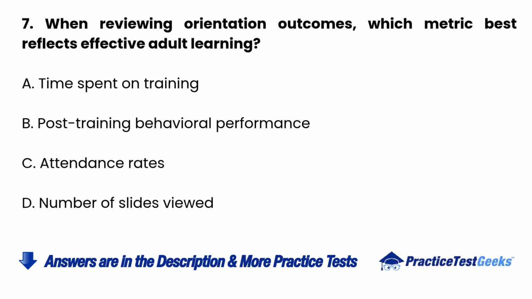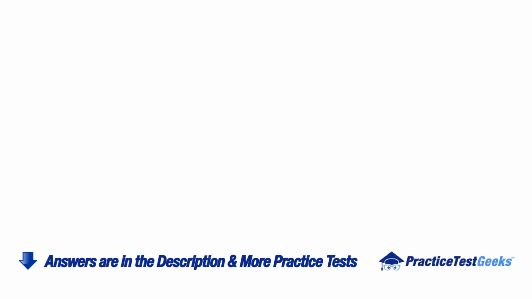7. When reviewing orientation outcomes, which metric best reflects effective adult learning? A. Time spent on training. B. Post-training behavioral performance. C. Attendance rates. D. Number of slides viewed.